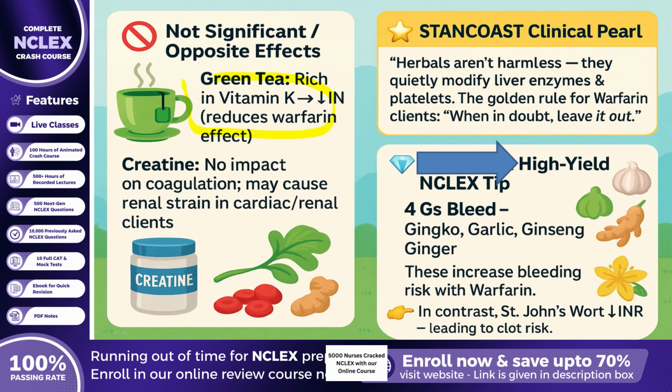And finally, here is the Stancoast High Yield NCLEX. Tip: remember this easy-to-recall formula. 4 G's bleed. Ginkgo, garlic, ginseng, and ginger all increase the risk of bleeding when taken with warfarin. In contrast, St. John's wort does the opposite by lowering INR through hepatic enzyme induction. This distinction is vital to safe patient teaching and exam success.